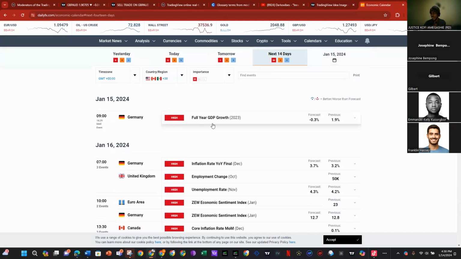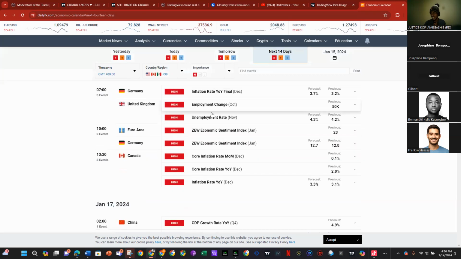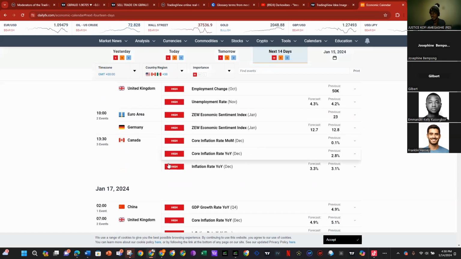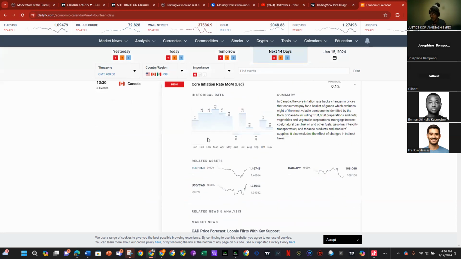So we have GDP for Germany, 15th, which is Monday. And we have inflation rates for Germany. We have unemployment for England. We have inflation. So this one on Forex Street, it's written as consumer price index, but here it's written as core inflation rate. So they are actually talking about the inflation rate of the country. So let's read what they have here.